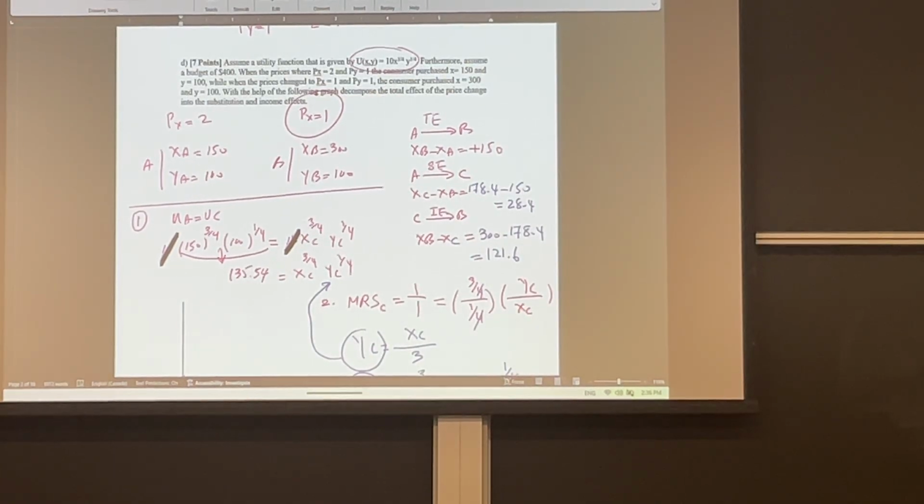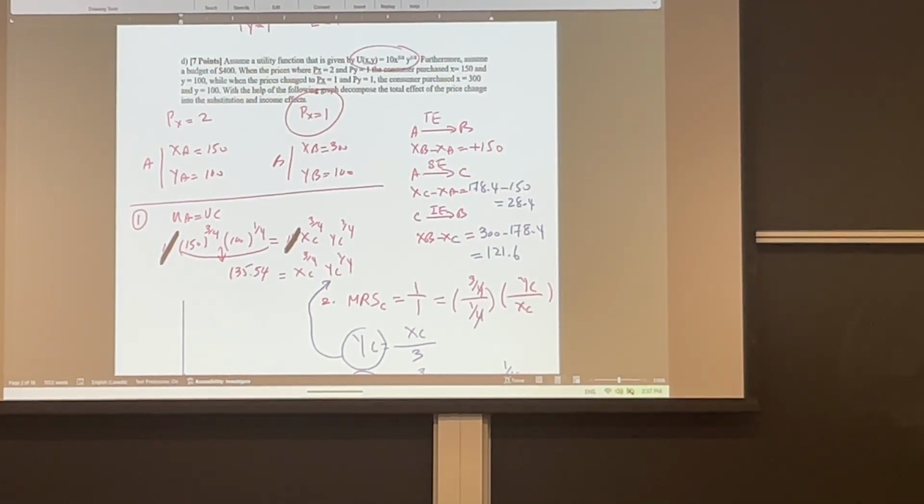In this case, the income effect is far more than the substitution effect. Most of the effect is income effect. The reason why the individual consumes so much more is because he has so much more money.